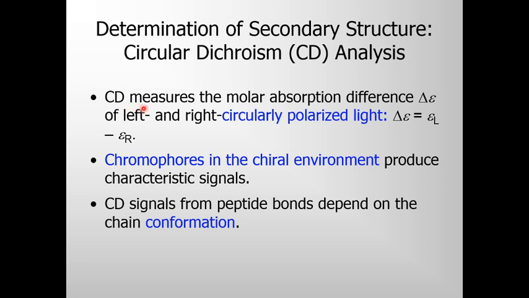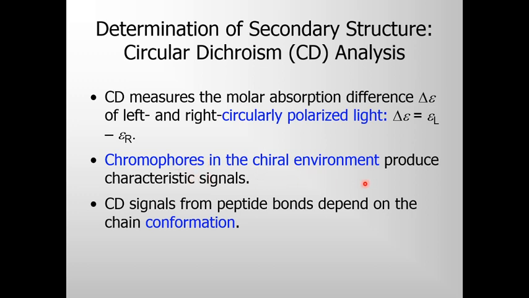Circular dichroism spectroscopy, or CD, measures the molar absorption difference, that is delta E, of left and right-handed circularly polarized light. So the difference is equal to EL minus ER. Now, what contributes to this change in molar absorption is the chromophores. Remember, proteins have chromophores, at least 3 of them. 1 is phenylalanine, 2 is tyrosine, and 3 is tryptophan.